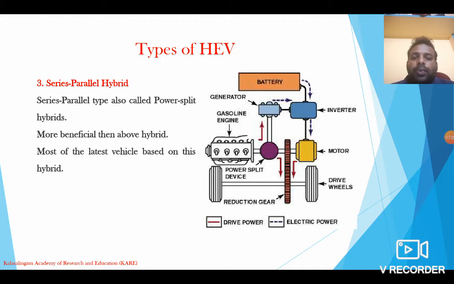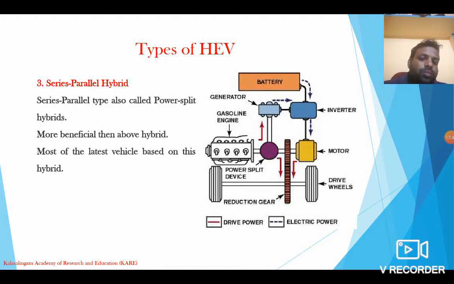From this diagram you can see the same components which are available in the others too. The only additional component is the power splitter, which is placed near the internal combustion engine. In the series parallel hybrid vehicle, we can propel the vehicle with the help of both the internal combustion engine as well as the electrical motor. At the same time, the internal combustion engine helps to recharge the battery.